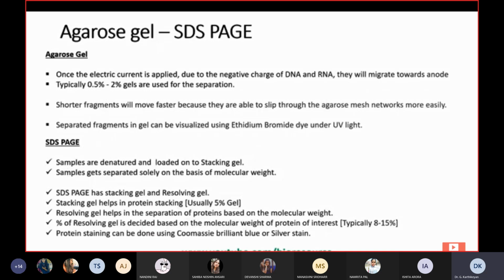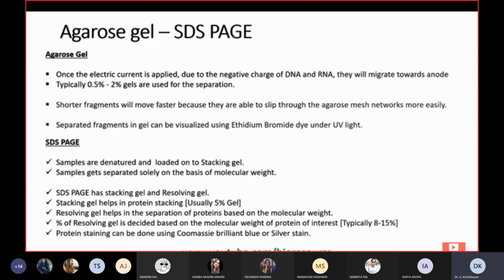Once the sample preparation is done, it has to be loaded onto agarose gel for the DNA and RNA, and SDS-PAGE for the proteins. You can find the detailed video on agarose gel. I will leave the link in the description below. The same for the SDS-PAGE. So here we will focus only on the main points.